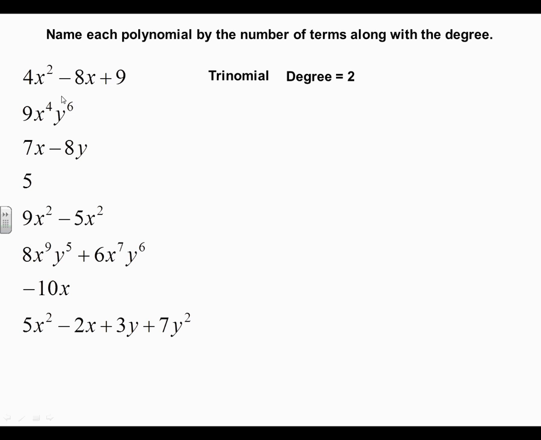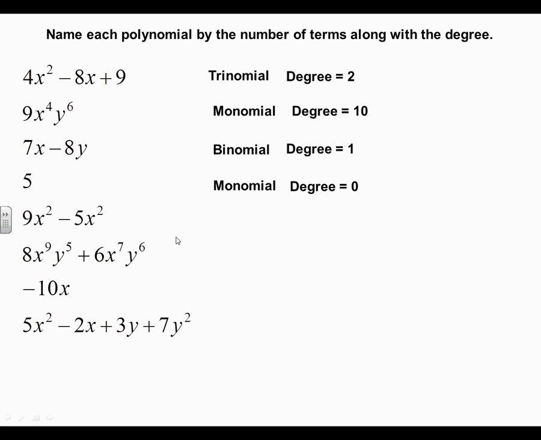Next, we have no plus or minus signs between the terms. That makes it a monomial. And with monomials, you have to add up the exponents. So 4 plus 6 is 10, giving it a degree of 10. The third is made up of two parts. That is a binomial. And x to the power of 1 has a degree of 1. y to the power of 1 has a degree of 1. You pick the one that's the biggest, and the degree would be 1. 5 is just a regular number. They are always monomials. And because there's no variable at all, it has a degree of 0.